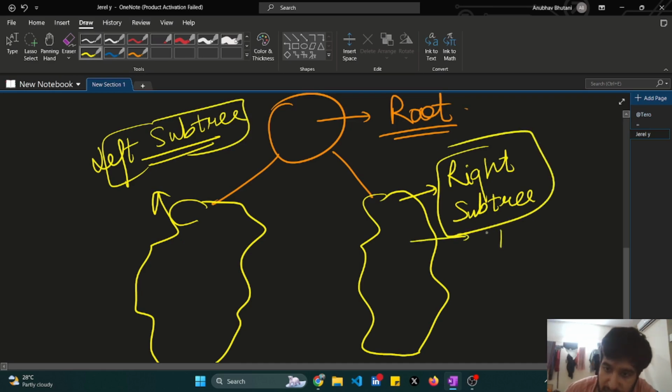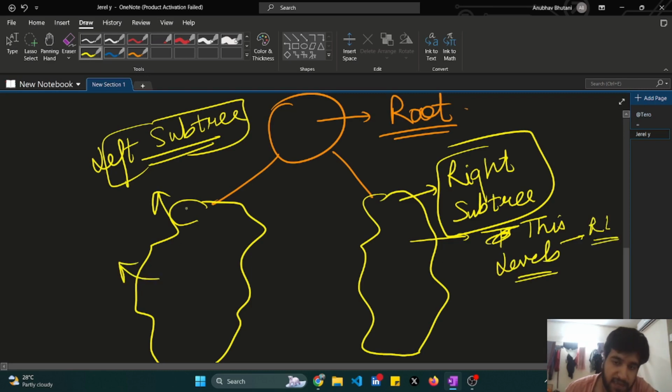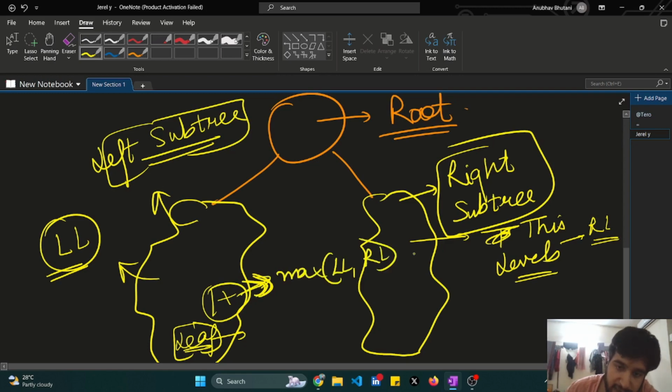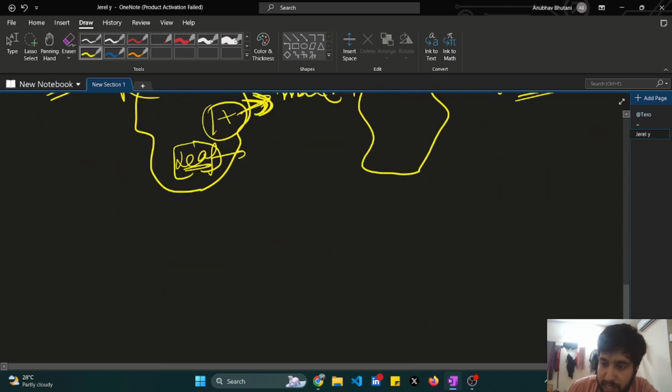Okay, this must be having some levels. Say it be RL, and this must be having some levels. Say it be LL. Okay, this is the leaf node, and every time you go on to another node, you would add 1. Why? Because the node is adding itself. And the maximum height of the left and the right would give me the answer.